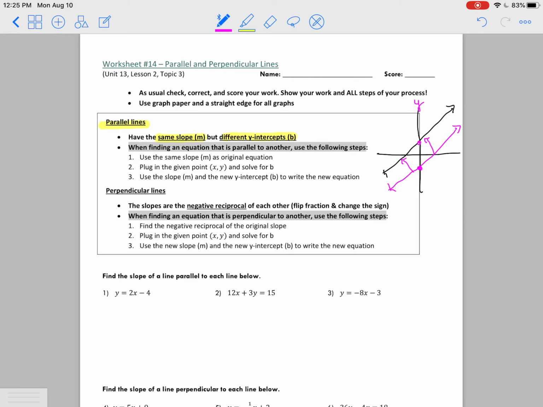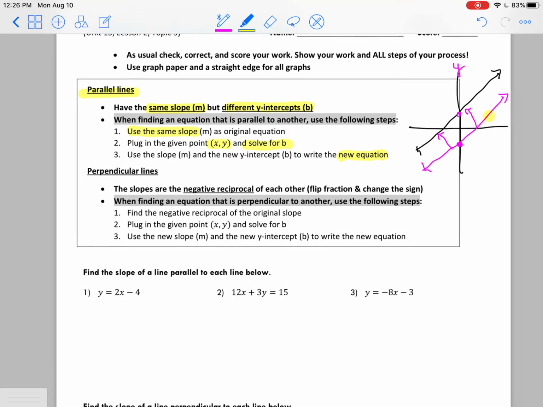So when finding an equation of a line that is parallel to another, we have just a couple of easy steps. Of course, if the slope is the same, we can use the same slope as the original. And then they will always give you 1 point. They're basically saying that this point, whatever it is, x and y, let's say it's right there, is on that new line, right? So we plug the x and y in, and we're going to just solve for b. And then we've got our new equation. Okay, so that's actually nice and straightforward.